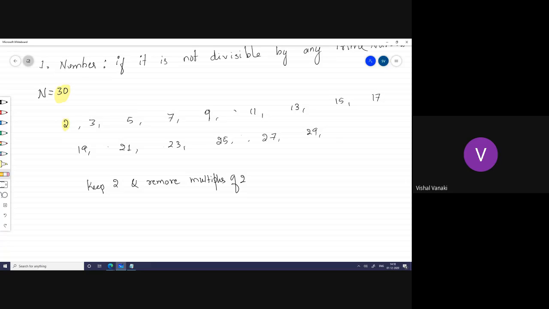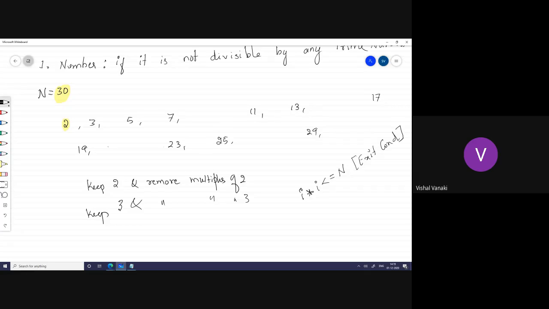Now the next prime number is 3. So keep 3 and remove multiples of 3. Multiples of 3 are 9, 15, 21 and 27. So I've removed these numbers. Now, till where do I have to do this? Till i star i is less than or equal to n. This is called the exit condition.